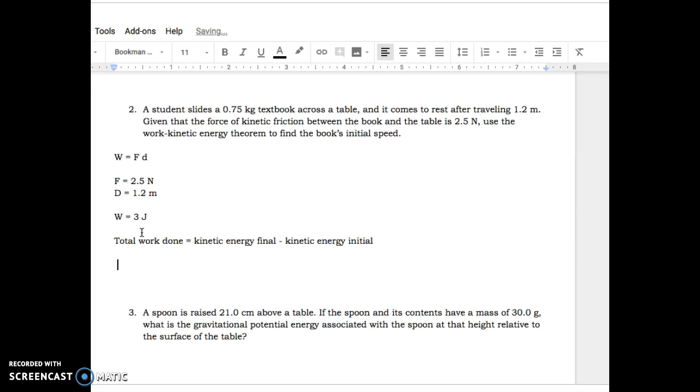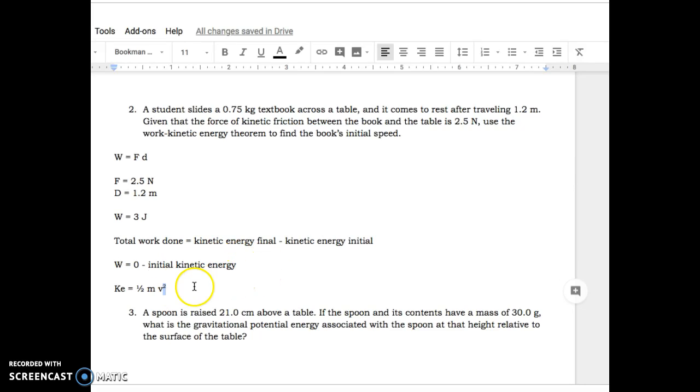We're just going to call that W. And we know what that is. That's 3 joules equals 0, because that's the final kinetic energy, minus the initial kinetic energy. And to get the initial kinetic energy, that is just the kinetic energy formula. And you know that. That's kinetic energy equals 1/2 mv squared. So we know the mass, and we can use that to solve for v.